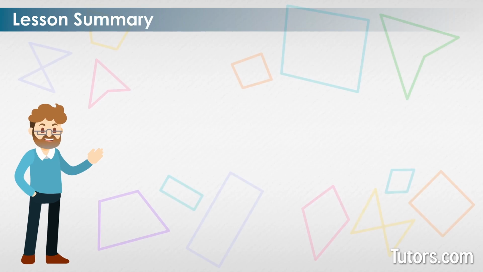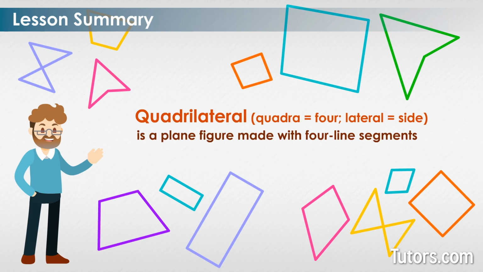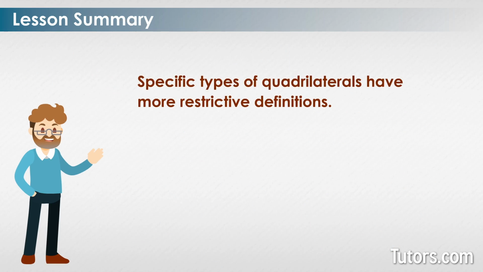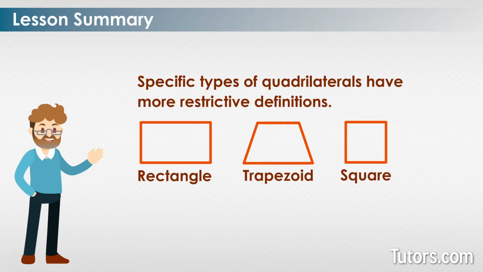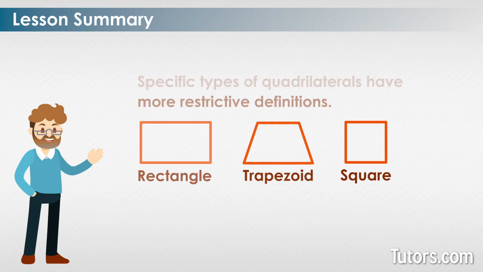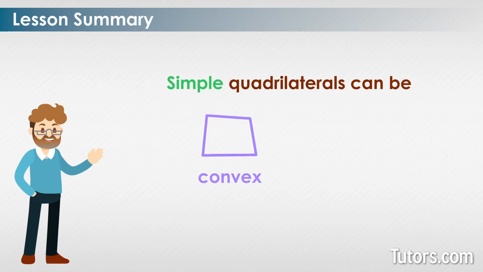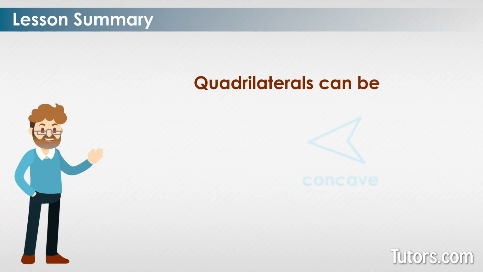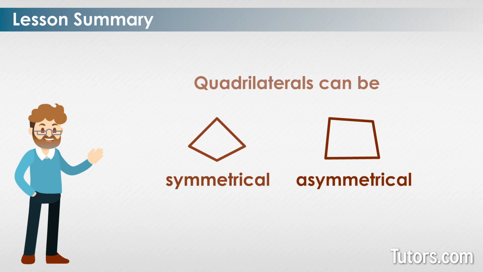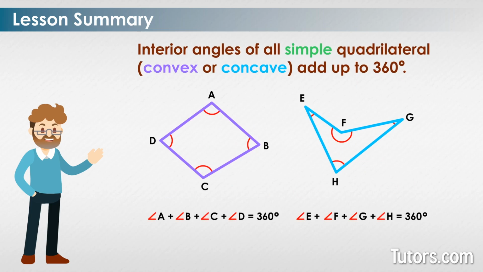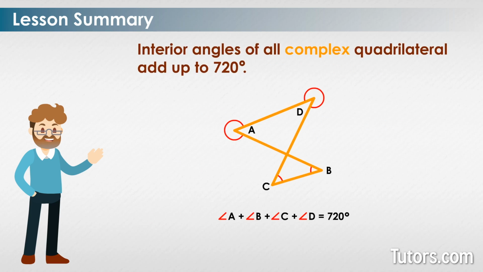In this lesson, you learn that a quadrilateral is a plane figure made with four line segments closing in a space. Specific types of quadrilaterals, like the rectangle, trapezoid, and square, have more restrictive definitions. Quadrilaterals can be simple or complex. Simple quadrilaterals can be convex or concave. Quadrilaterals can be symmetrical or asymmetrical. Interior angles of all simple quadrilaterals, convex or concave, add up to 360 degrees. Interior angles of all complex quadrilaterals add up to 720 degrees.